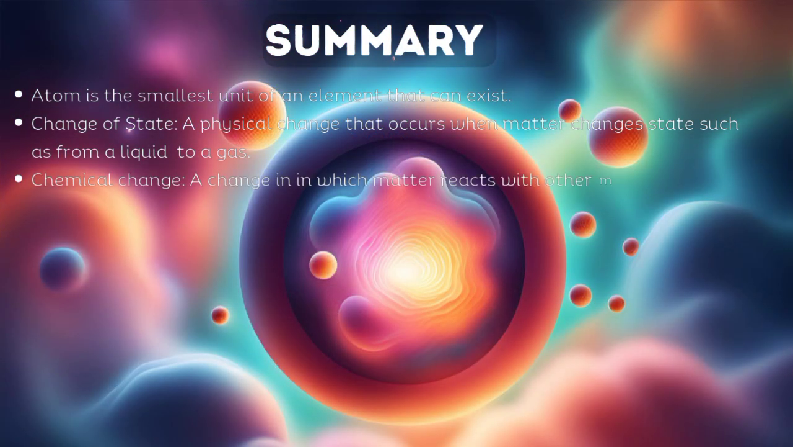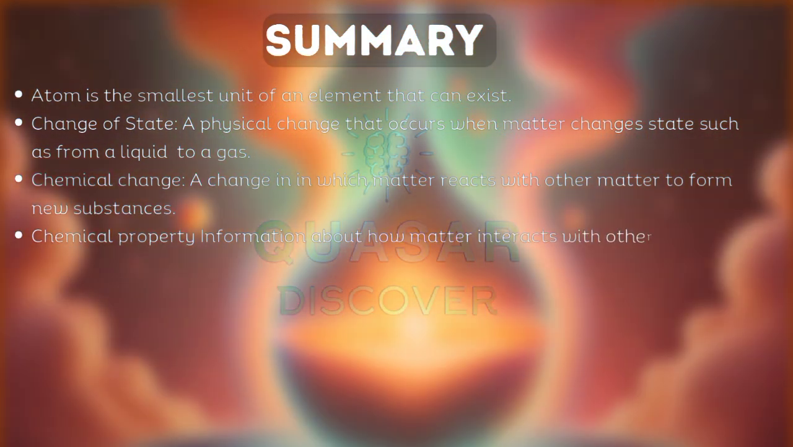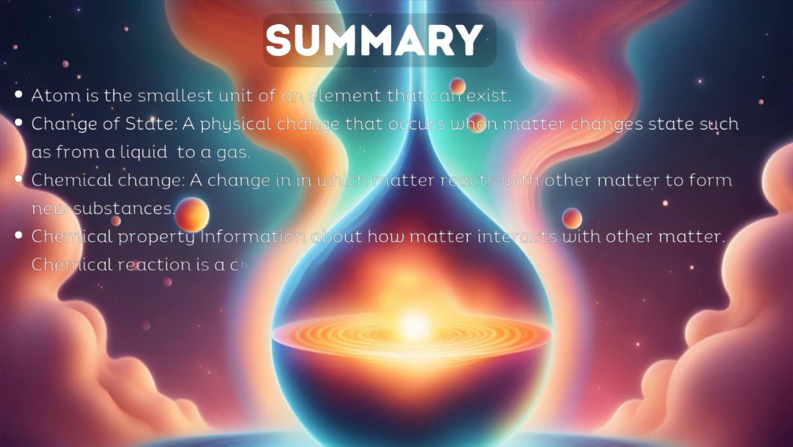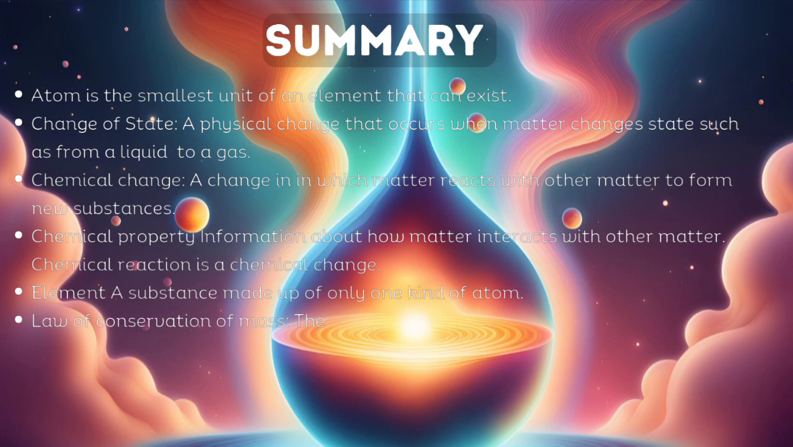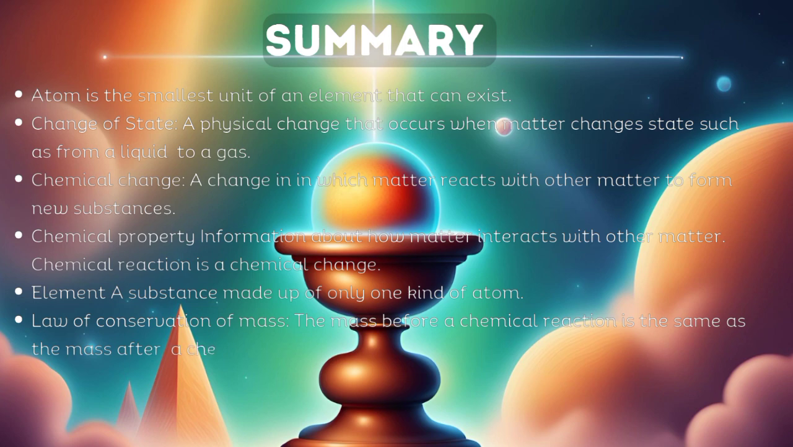Chemical change. A change in which matter reacts with other matter to form a new substance. Chemical property. Information about how matter interacts with other matter. Chemical reaction is a chemical change. Element. A substance made up of only one kind of atom.